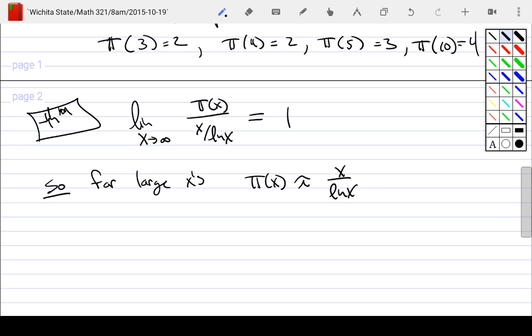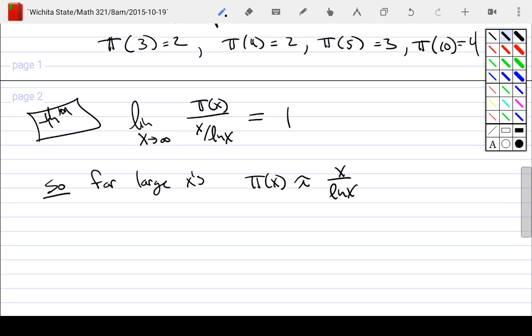Calculus, what would we do with this? Well, take the limit as x goes to infinity of x over natural log of x. What's the limit of x? Infinity. It's a straight line. What's the natural log of x? Where does it go? Infinity. So type infinity over infinity, you would use L'Hopital's rule.